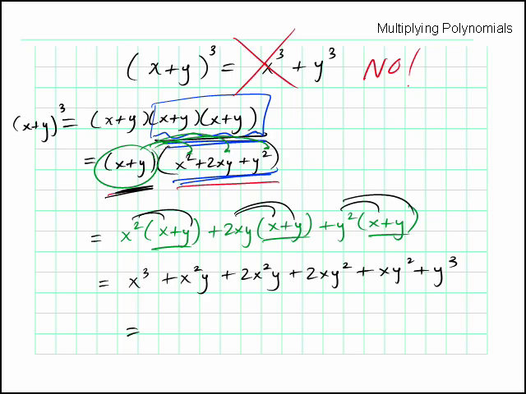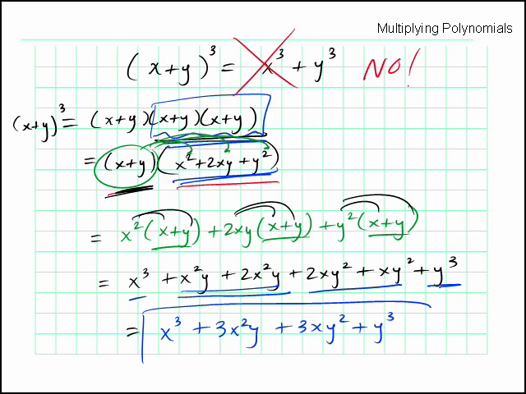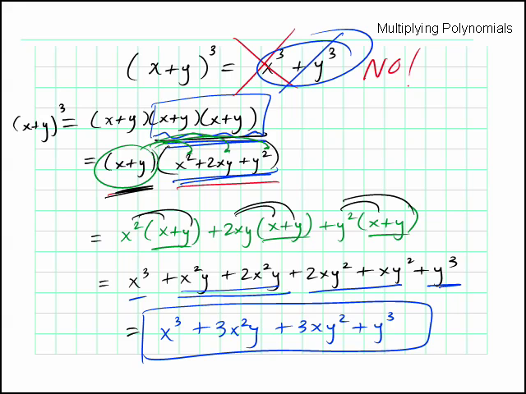You do have some like terms in here. Where are they? Right there. So with this here we got x cubed. X squared y plus 2x squared y is 3x squared y. Those combine to 3xy squared, and we've got a y cubed on the end. And I've multiplied it out. There it is. And take a look, it's definitely not x cubed plus y cubed, is it? It's got a lot more terms in there. Well, 2 more, actually.